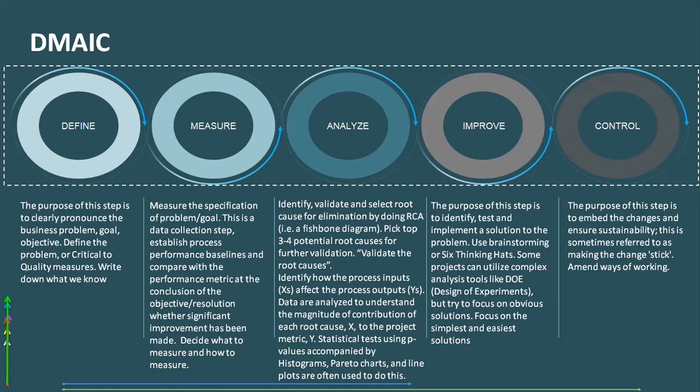DMAIC. In define, we actually define what the problem is. We write down the problem statement as clearly as possible, because unless and until we write the problem statement correctly, we will not be able to have the right resolution in place. Right? Then in the next step, we measure what is the magnitude of the problem. How much time we are losing because of this, how much dollar we are losing because of this, what is the negative impact on our performance metrics because of this particular problem, correct?